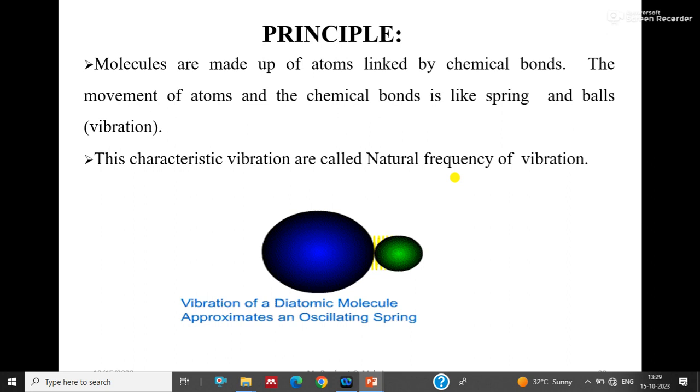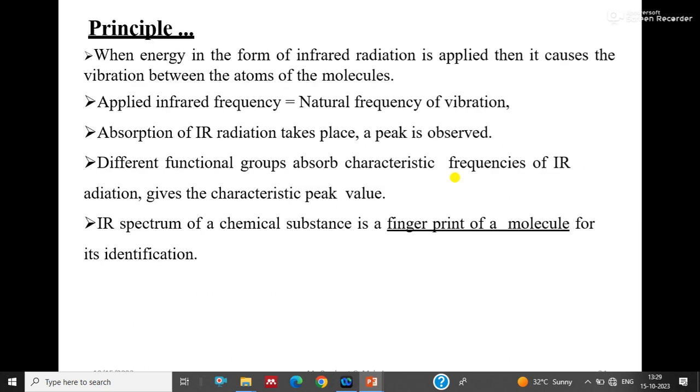So two basic conditions are there for the IR absorption. First, the applied infrared frequency should be equal to the natural frequency of vibration. So this is the first requirement for the IR absorption. And the second requirement is that the molecule which is subjected to the IR radiation should have a dipole moment. Those are the two conditions required for the IR absorption.